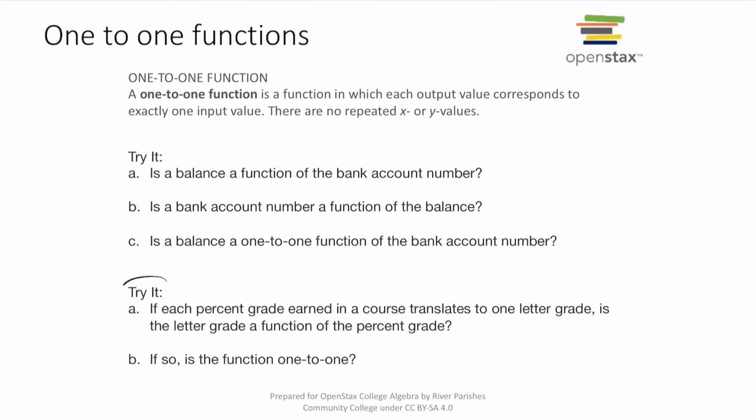So try this example. If each percentage grade earned in a course translates to one letter grade, is the letter grade a function of the percentage grade? If so, is the function one-to-one? So pause the video right here and try to solve this problem.